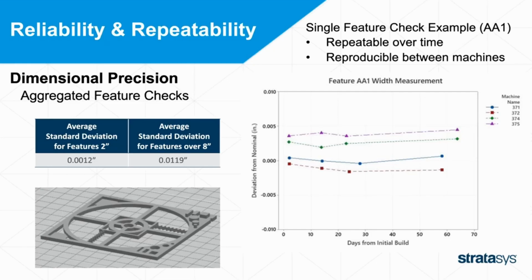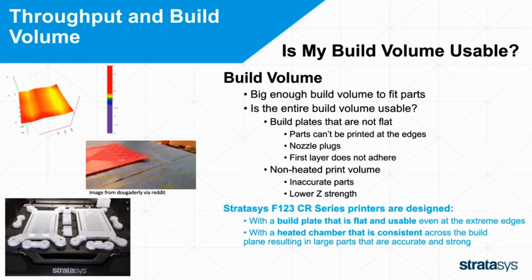We see less than a 5/1000th of an inch variance between the different machines. So we are showing that our machines, our F370s, are reliable and repeatable over time. This is data that is very unique to Stratasys; it's not something that you would have from our competitors.